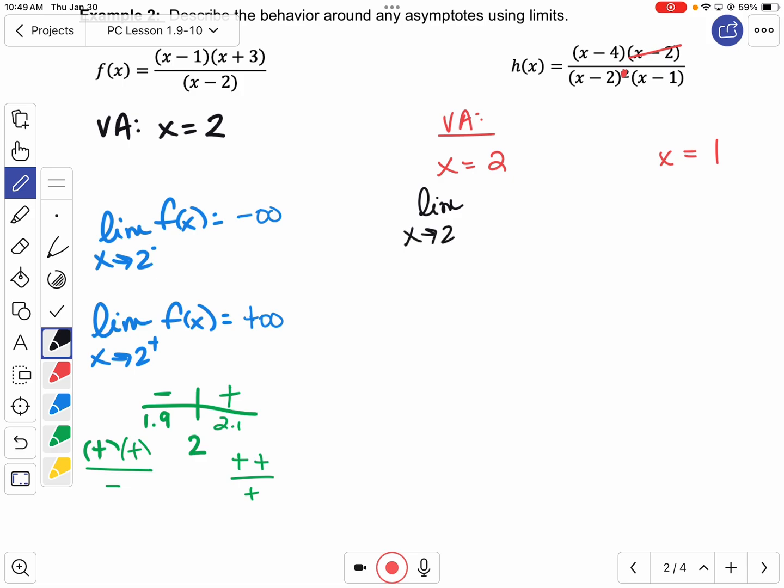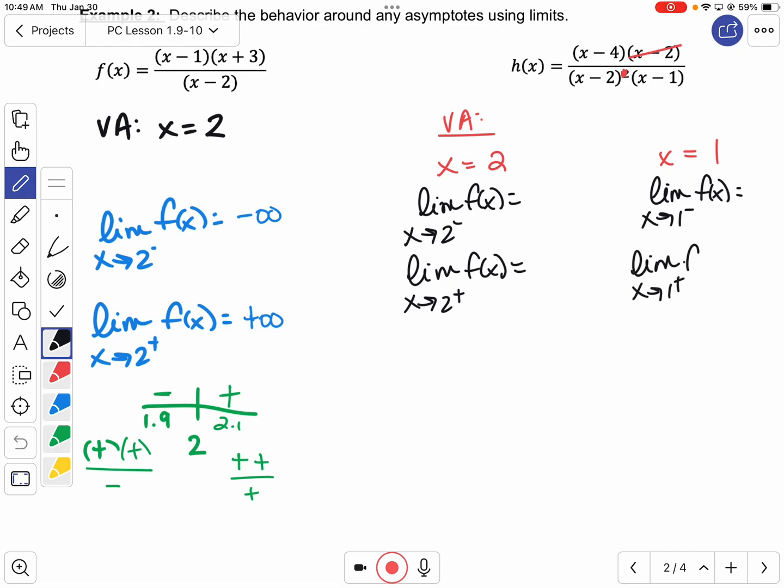Which means we have 2 descriptions for each one. So as x approaches 2 from the left, as x approaches 2 from the right, and then we've got as x approaches 1 from the left, and as x approaches 1 from the right. Okay? So those are all the limits that we need. So I'm going to write all those out. Now I'm going to go to my chart. I'm going to do one with 2, and I'm going to do one with 1. So the left and the right.